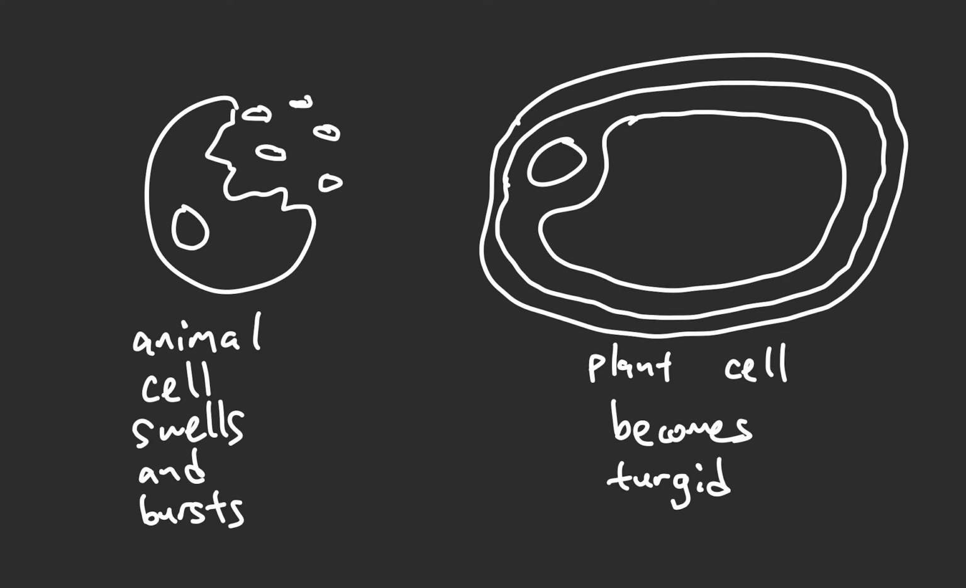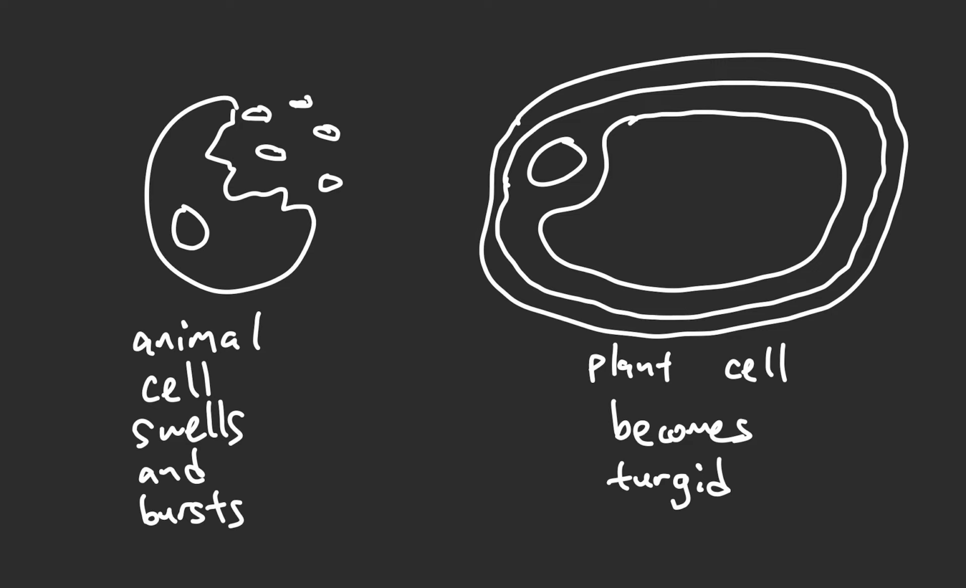Now the reason why the plant cell does not burst like the animal cell is because of the presence of the cell wall. Now what does the cell wall do? It provides the plant cell with mechanical support, so it prevents it from bursting. This animal cell, on the other hand, you can clearly see that it does not have a cell wall, so it just pops like a balloon when you blow in too much air.